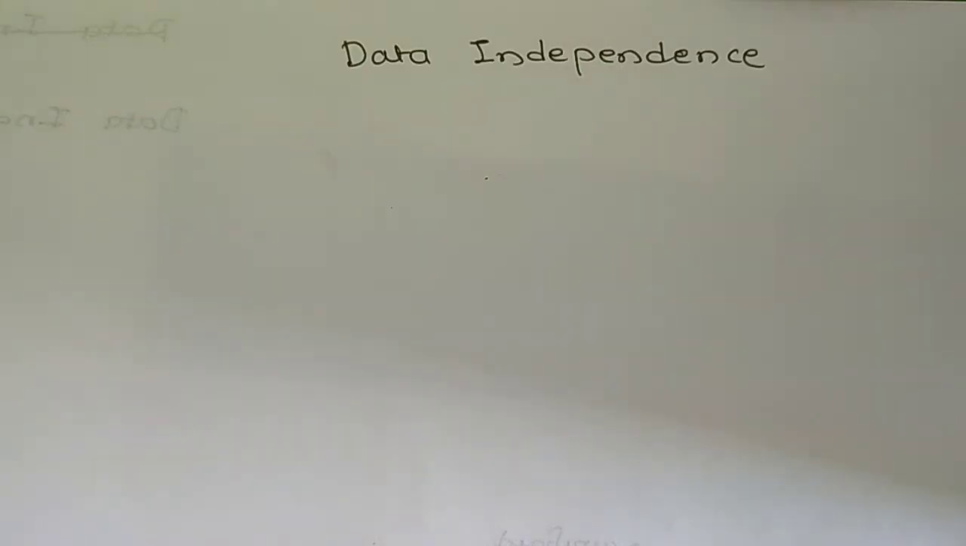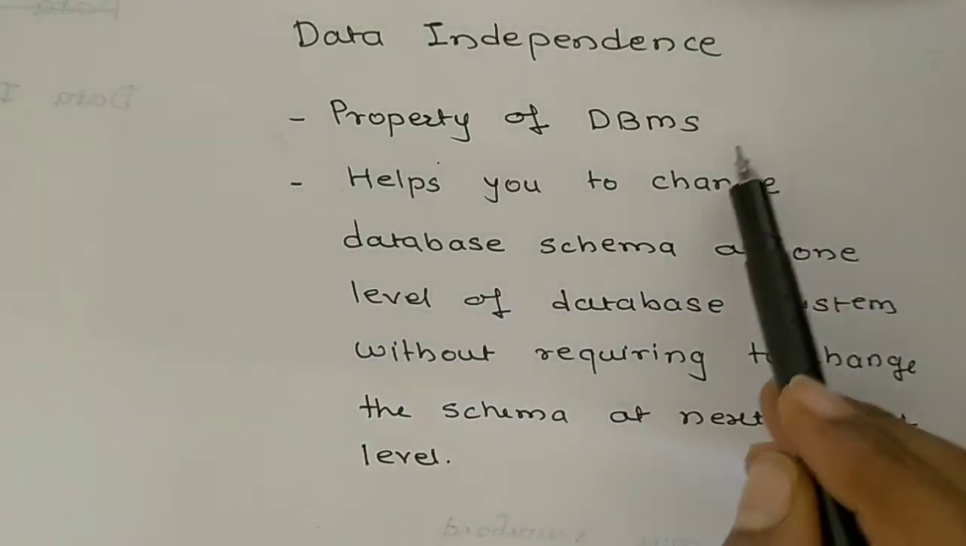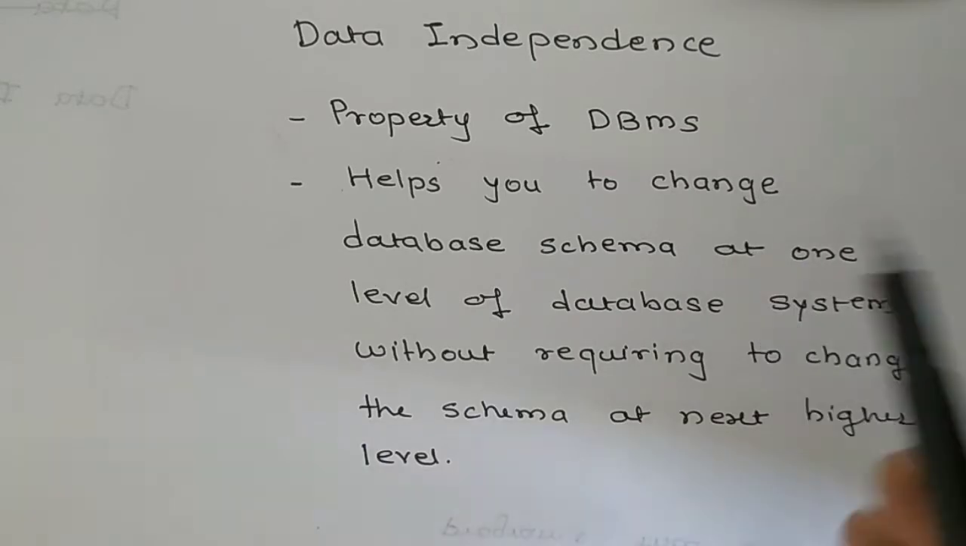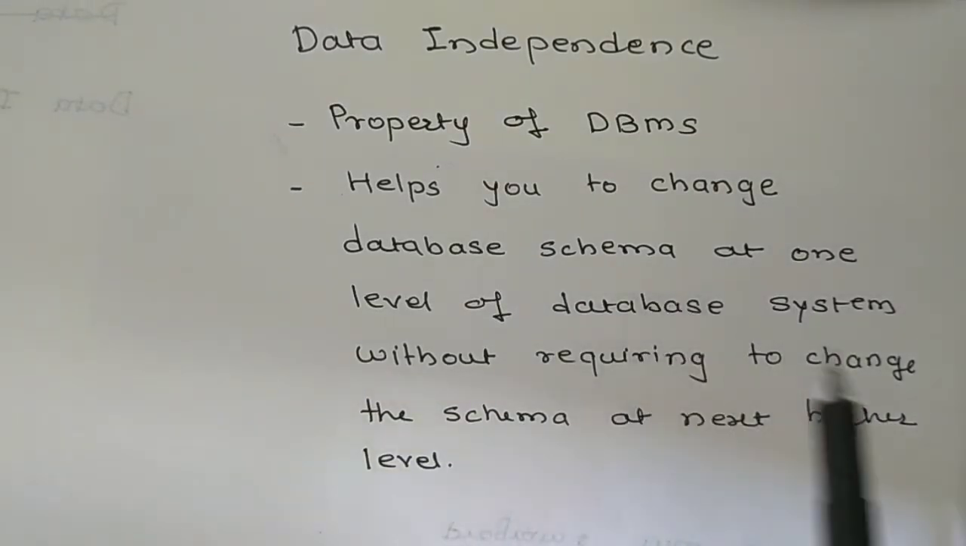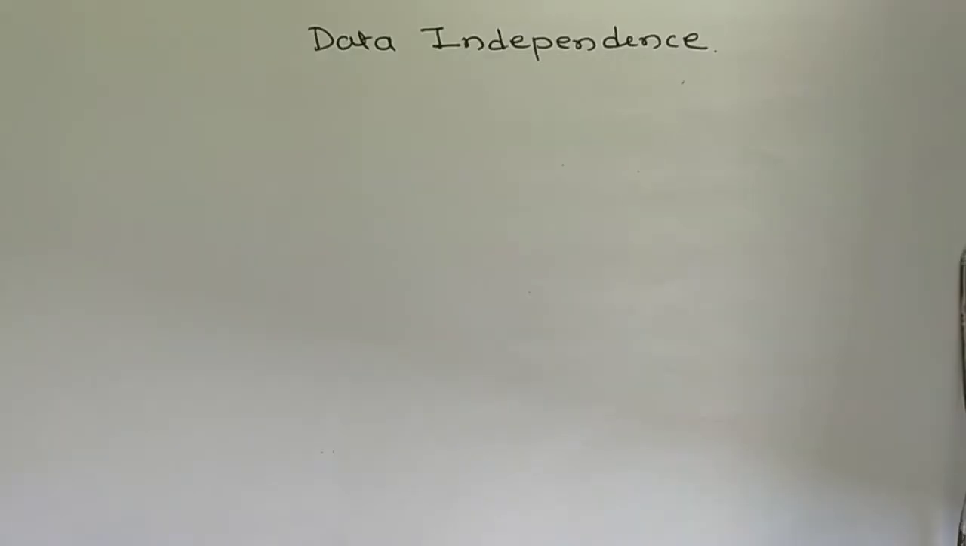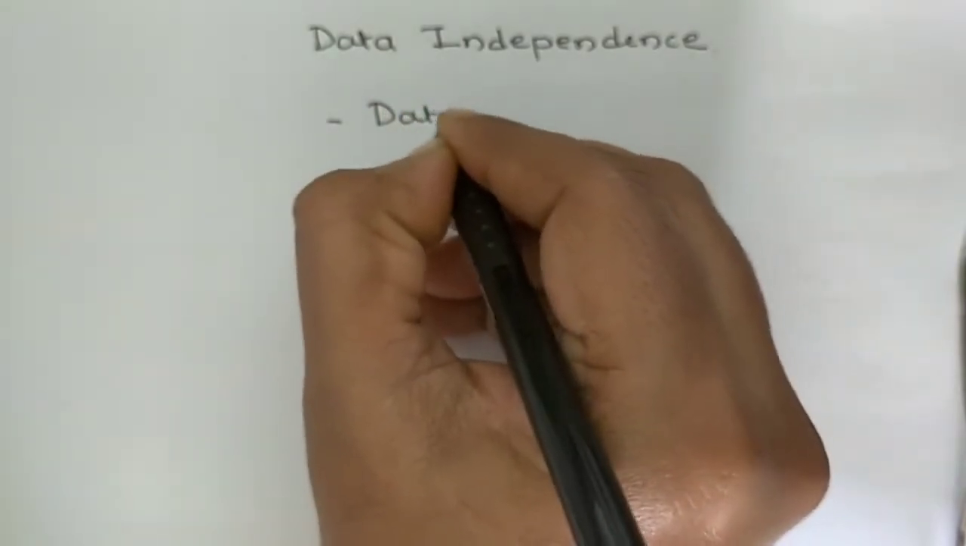In previous lecture we have seen three schema architecture and today we'll learn about data independence and its purpose. So data independence is the property of database management system which will help you to change the database schema at one level of database system without requiring to change the schema at next higher level. Data independence can also be called as data transparency.